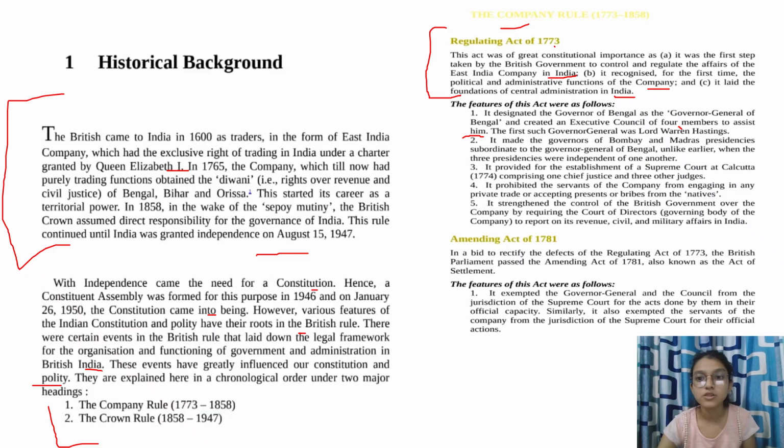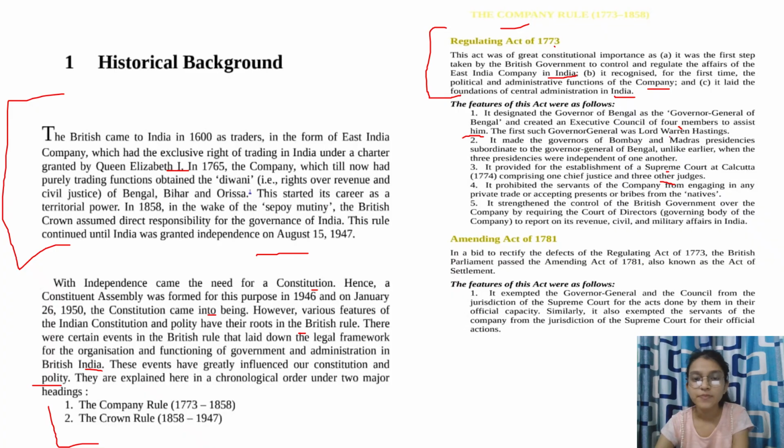The first such governor general was Lord Warren Hastings. So he was the first such governor general. It made the governors of Bombay and Madras presidencies subordinate to the governor general of Bengal, unlike earlier when the 3 presidencies were independent of one another. It provided for the establishment of a Supreme Court at Calcutta, 1774, comprising 1 Chief Justice and 3 other judges.